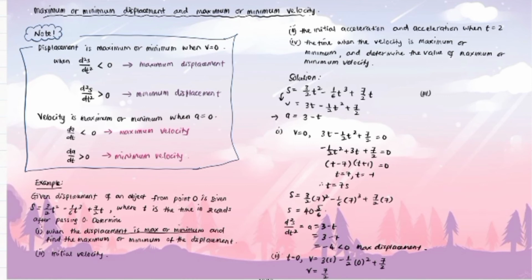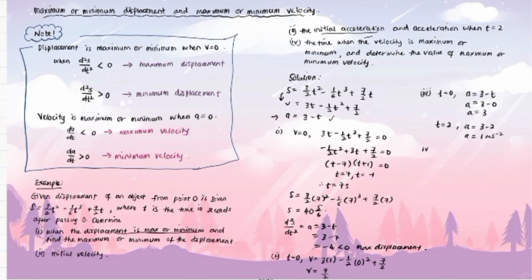Okay, for the third question, the initial acceleration and acceleration when t is equal to 2. So for initial acceleration, t is equal to 0, so your a is equal to 3 minus 0. Okay, so your a is 3. So when t is equal to 2, a is equal to 3 minus 2 equal to 1 meter per second per second.